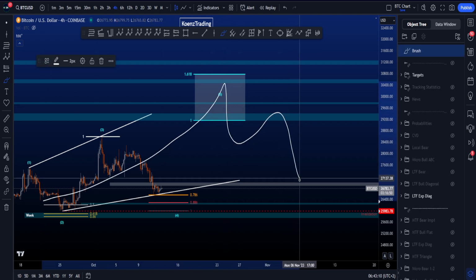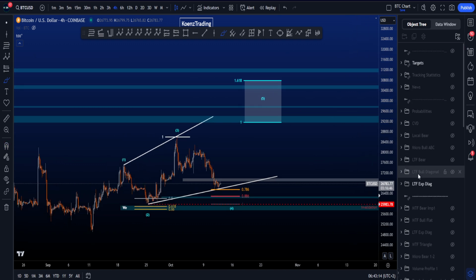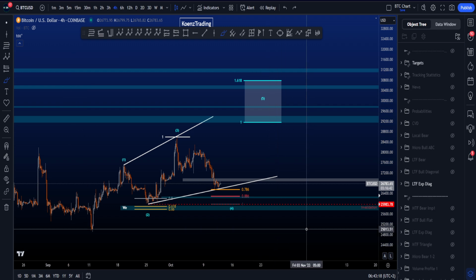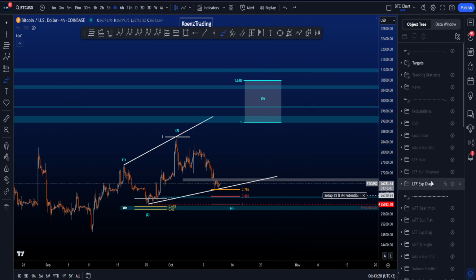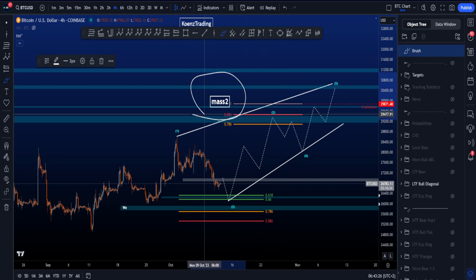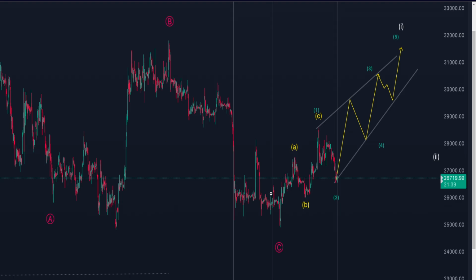Then you want to see a corrective structure in a wave 2 before then continuation to much higher prices. Because this scenario is very rare in general and has low probabilities, I do want to at least show you this particular scenario, even though it is very, very early. So Mas2 in the group yesterday posted this scenario, and this is his chart over here.